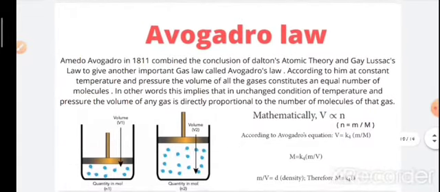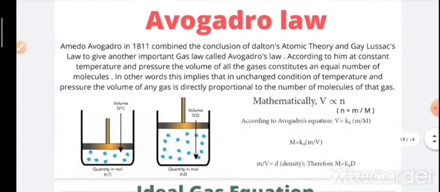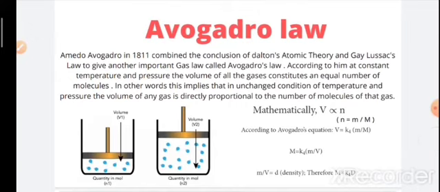The next law is Avogadro's law. Amedeo Avogadro in 1811 combined the conclusions of Dalton's atomic theory and Gay-Lussac's law to give another important gas law, called Avogadro's law. According to him, at constant pressure and temperature, equal volumes of all gases contain an equal number of molecules. In other words, in unchanged conditions of pressure and temperature, the volume of any gas is directly proportional to the number of moles of that gas.